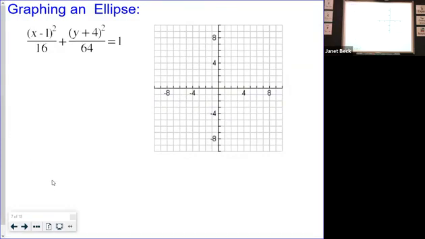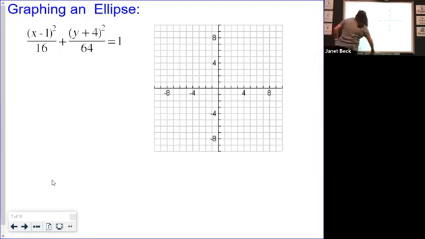So to graph an ellipse, what I want you to do now is put this on a new page in your notes. We're going to graph it and then leave some space underneath it. We'll take some notes and we'll come back and fill in some of the important details.